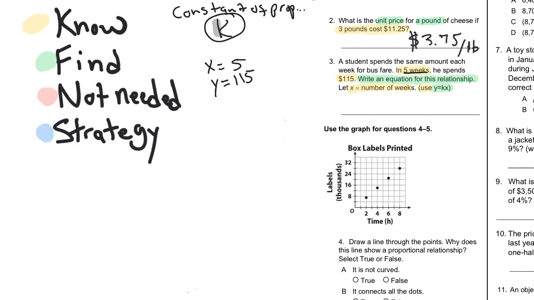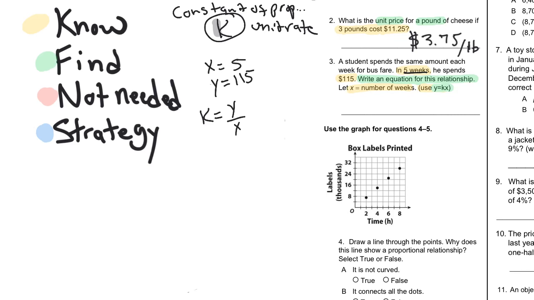Well, if we used our notes, we would have written down that k equals y divided by x. So that's the constant. Another word for k is the unit rate. So you've got the unit rate, which we've been working on already. We just did 2 questions like that. Okay, so k equals y over x. We know y equals 115. We know that x equals 5.